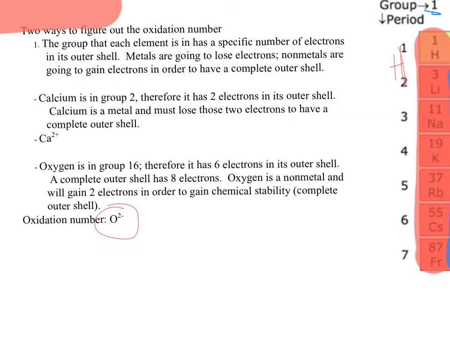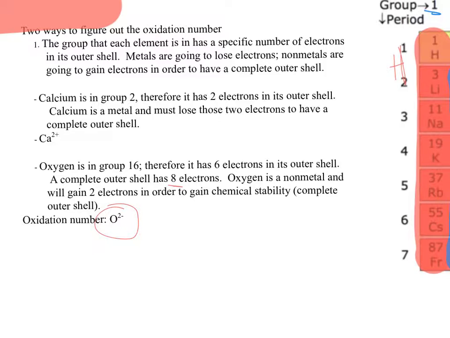So its oxidation number, it's got to gain 2 negative charges. The reason it's negative even though it's gaining is because it's gaining negative charges. If it gains those 2 to have a full outer shell, then it will be stable, but it'll have 8 protons and 10 electrons, so it'll have 2.